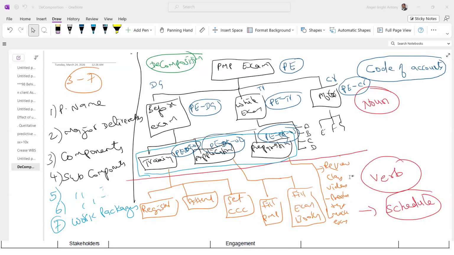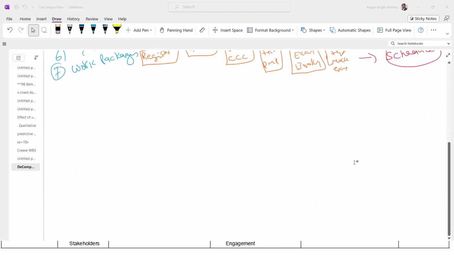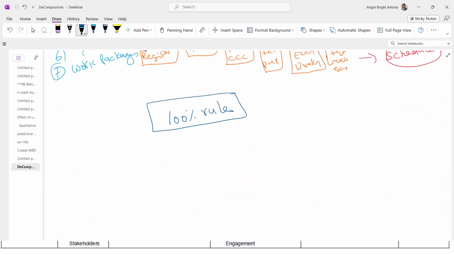Next, how will you know your decomposition is complete? For example, before the exam, I decomposed into training, application, preparation. Is anything missing there? To know whether my decomposition is complete or not, we follow something called the 100% rule. You have to know this for the exam as well as for your project. What is this 100% rule?